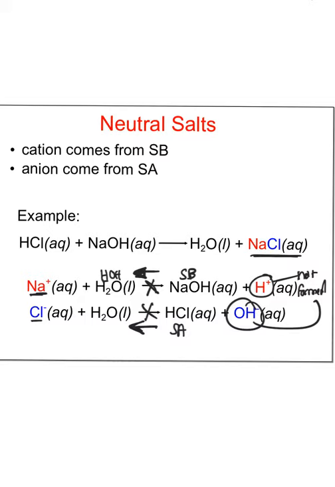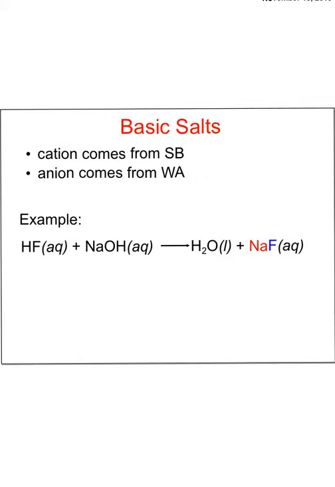We're not actually producing H plus, we're not actually producing OH minus, which leads us to this idea that NaCl is a neutral salt. No acidic H plus is produced and no acidic OH minus is produced. So let's look then at a basic salt.